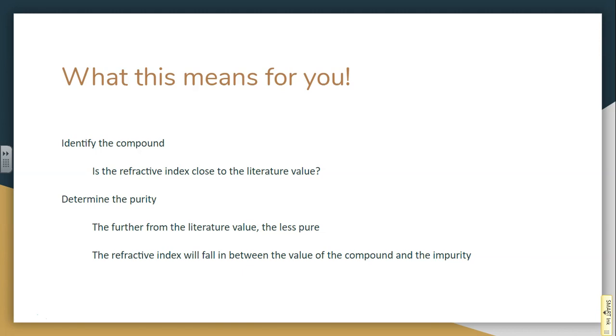So there you have it. That's index of refraction in a nutshell, and have a great day.